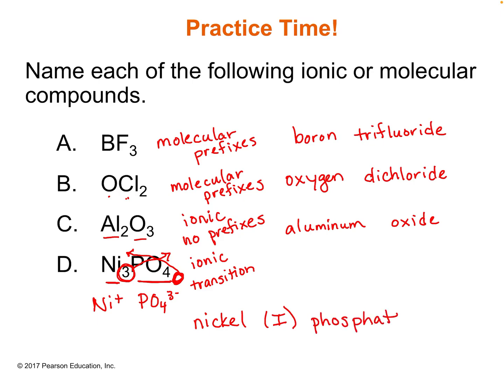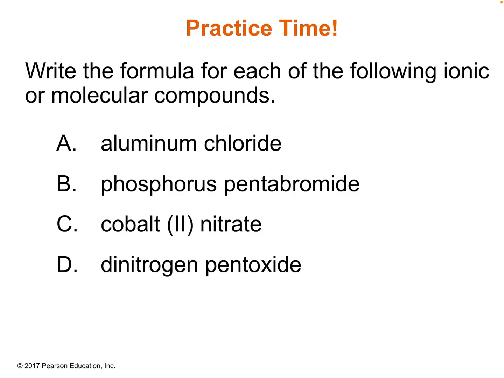Okay, so we needed to include our Roman numeral here because nickel is a transition metal, and we needed to figure out what the charge of that nickel is. Okay, so those ones are the trickiest. So now we're going to do it the opposite. We're going to write the formula for each one of these. But again, we need to figure out, is this ionic or is this molecular?